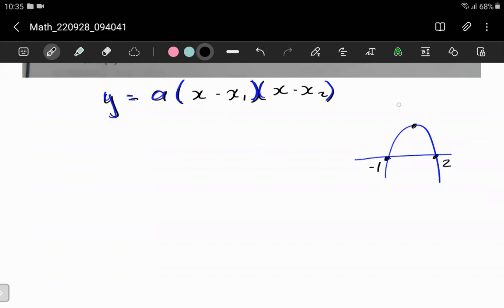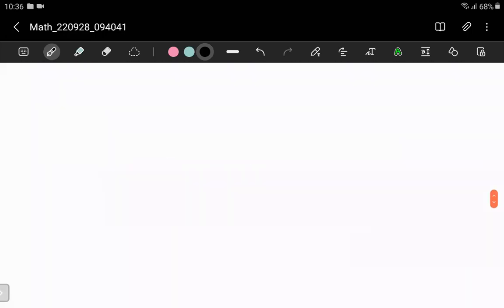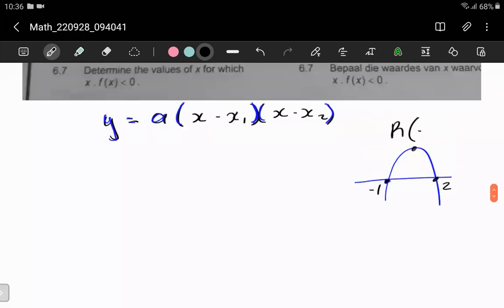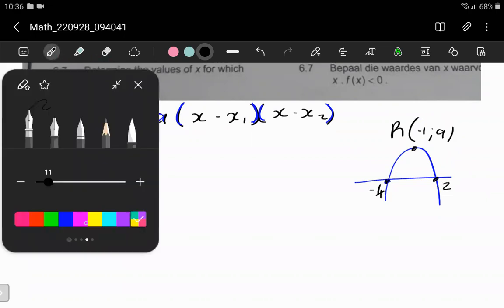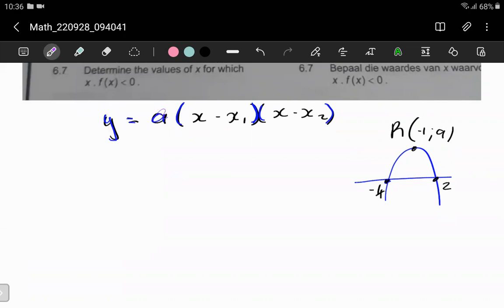And we have a point that the graph passes through, R, which is negative 1 and 9. So these three are all we need, because they're going to go into everywhere in our equation except for a. The x and y values that we are going to throw in are the coordinates of R, and x1 and x2 are our x-intercepts, literally the way they are.